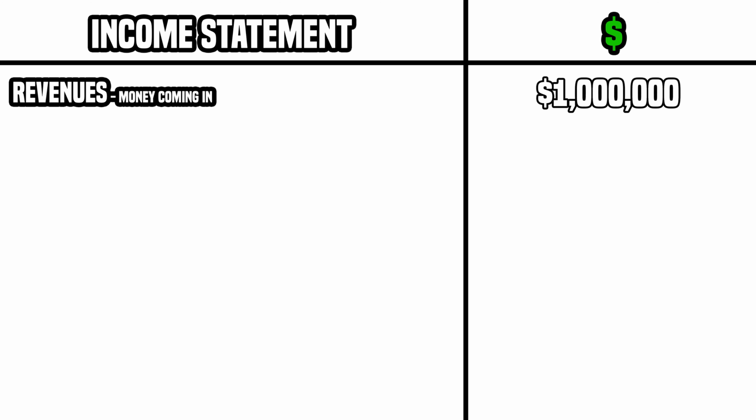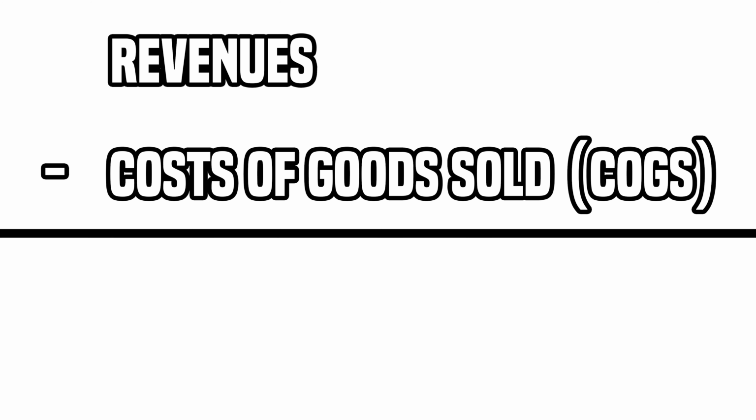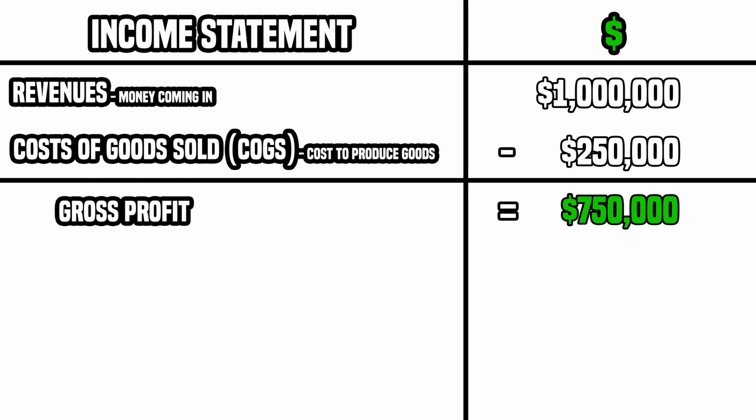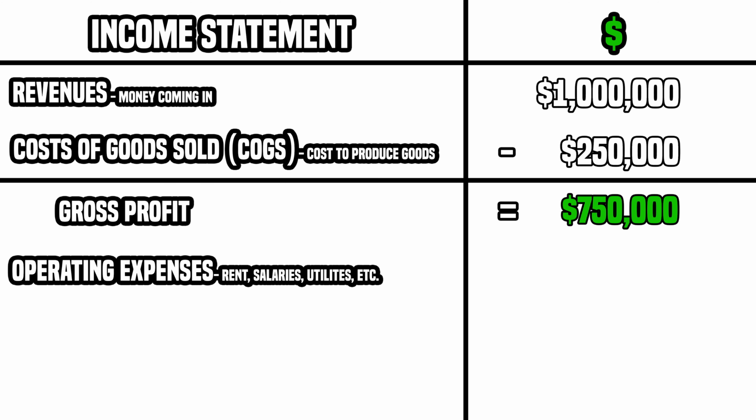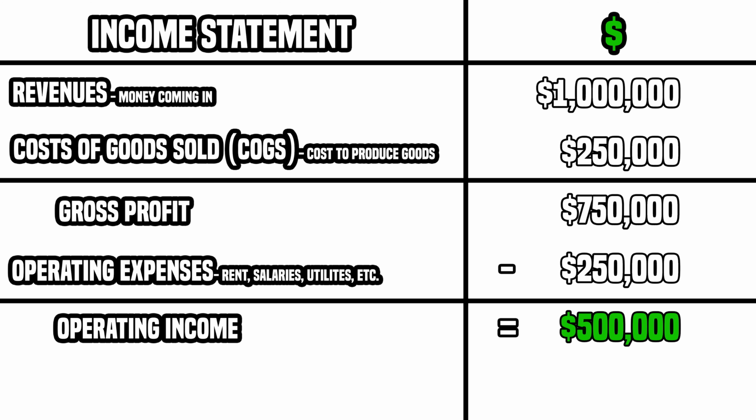Below that, you'll see cost of goods sold, COGS, which is the direct cost of producing your goods. Subtracting cost of goods sold from revenue gives you a gross profit. Service-based businesses will not always have a cost of goods sold category, and that is normal. Next, we move on to operating expenses. These are your day-to-day costs like rent, salaries, and utilities. Subtract these from your gross profit, and you get your operating income.